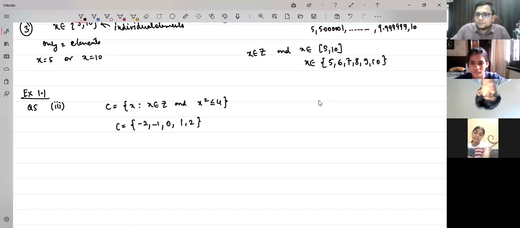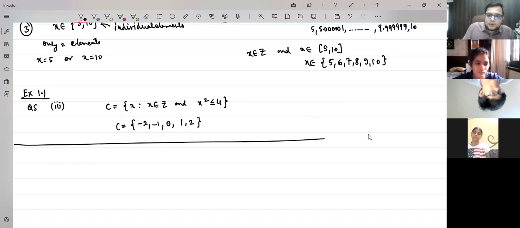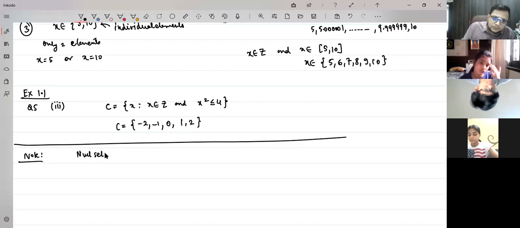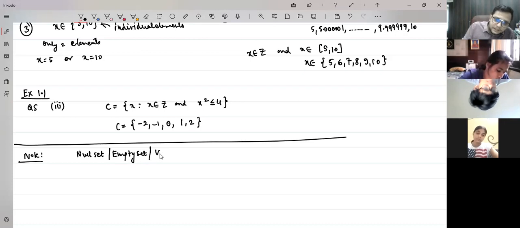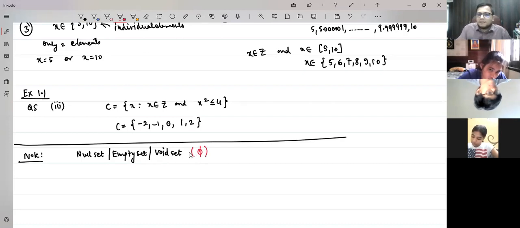Any other doubt, anyone? No, sir. Okay, then we shall start with the new concepts, and the first concept that we are talking about today is null set or empty set or void set. Multiple names, and very important, it is represented by phi. Again, a new symbol for you might be phi. How do we read it? Phi.